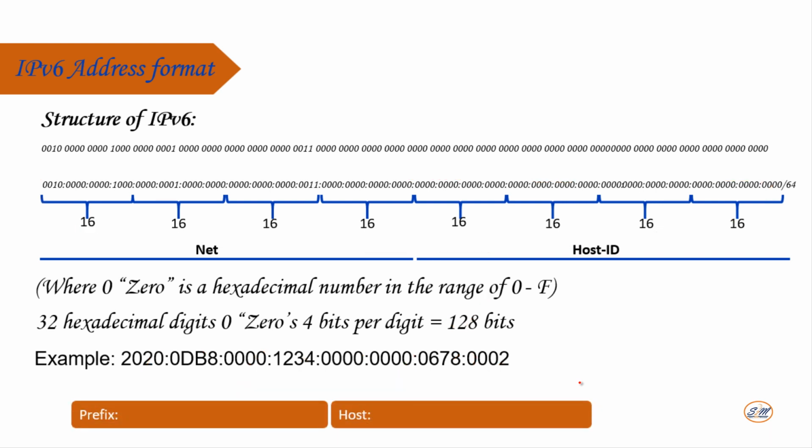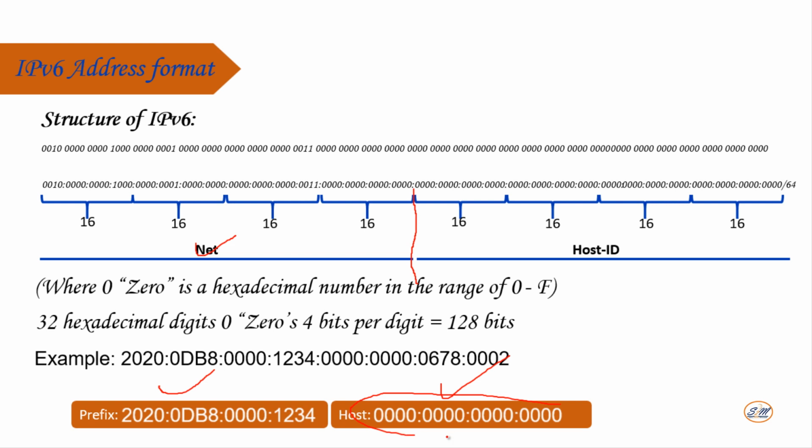Now let's jump to the prefix and host. How to recognize or find the prefix and host of an IP version 6 address. We divide it into 64 bits on the left side and 64 bits on the right side. The left side is called the prefix or network, and the right side, which is all 0, is called the host or host ID.